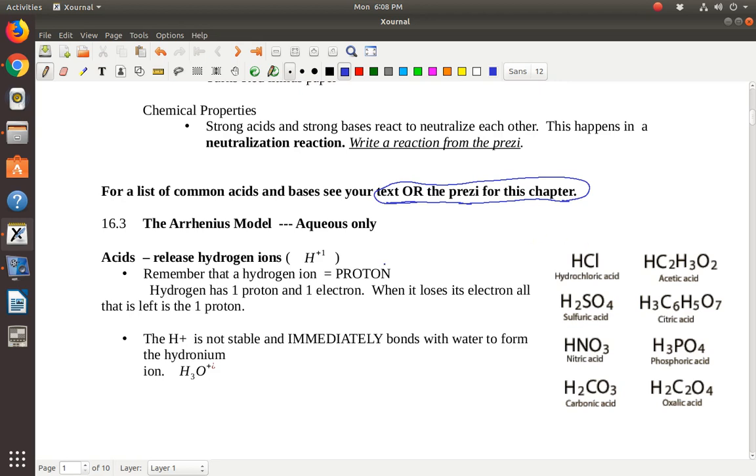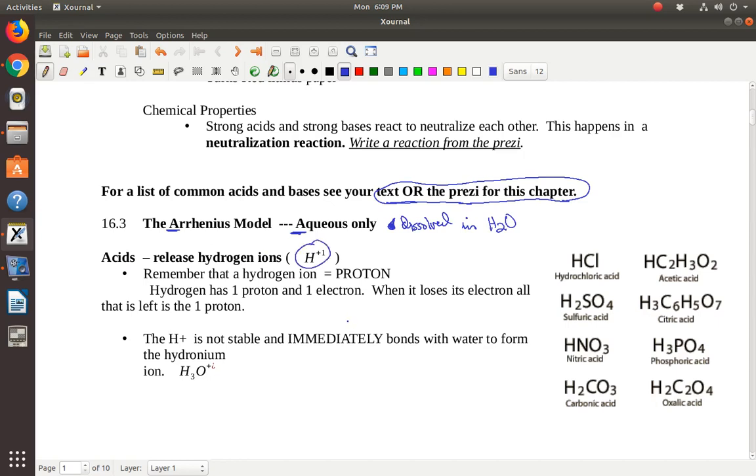Now we're going to be moving to the Arrhenius model. And Arrhenius, this is aqueous. Remember, aqueous is water. So Arrhenius model is aqueous model. So we're going to be talking about things dissolved in water. The Arrhenius model is only for aqueous substances dissolved in water. All right, now in the Arrhenius model, acids release hydrogen ions.